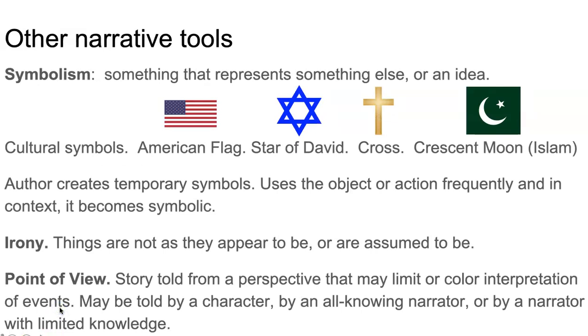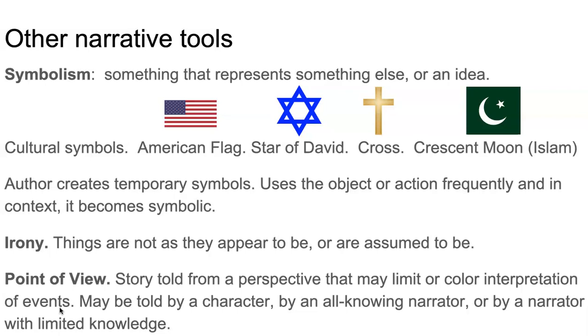Other narrative tools that an author might use include symbolism, irony, and point of view. A symbol might be a cultural symbol, which is generally understood to represent a specific idea. Thus, the Stars and Stripes represent the United States of America, not only the physical place, but also its values and aspirations, as well as its shortcomings. Other cultural symbols represent specific religions, as shown by the Star of David, the cross, and the crescent moon and star. Other symbols are temporary and created by authors to represent important ideas in their story. They do this by describing an object or an action, frequently and in context.